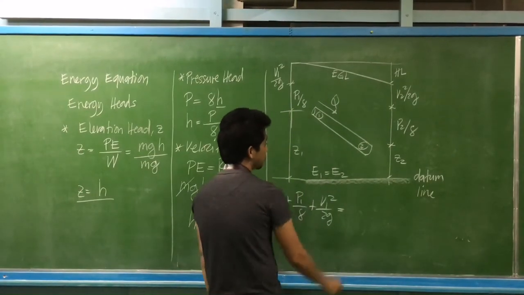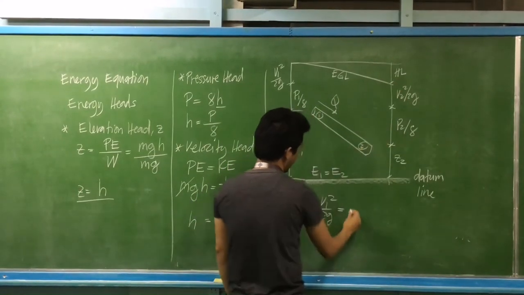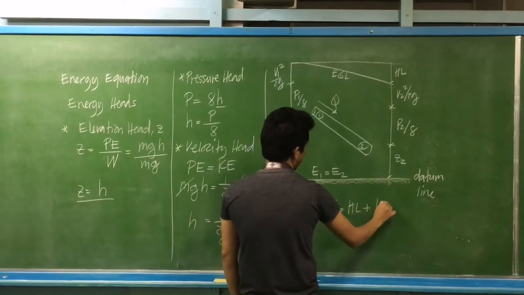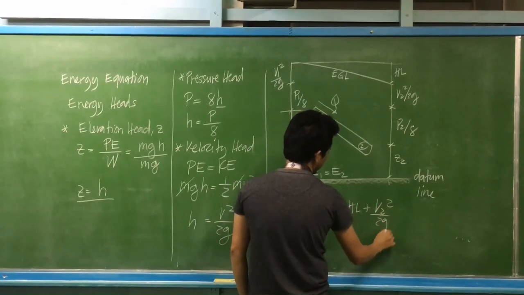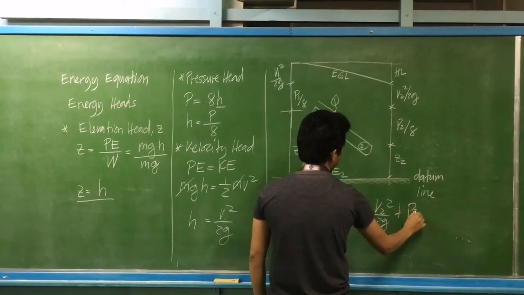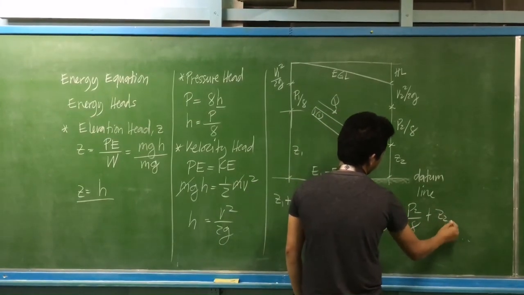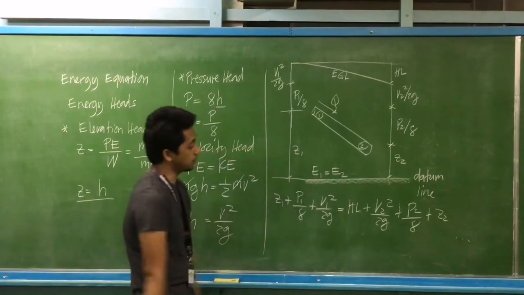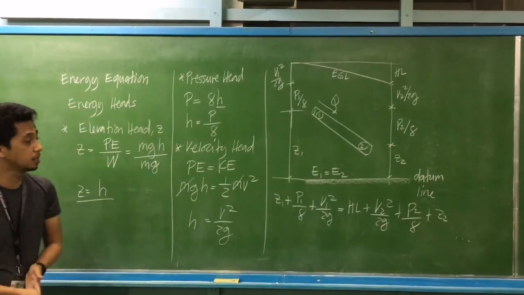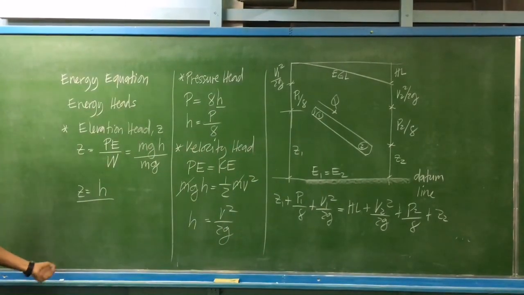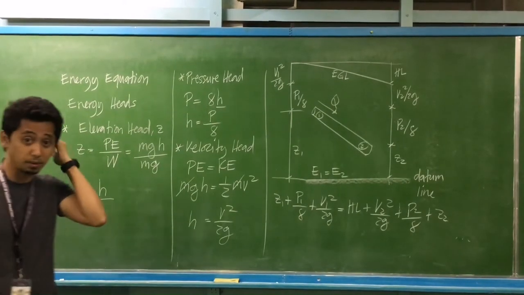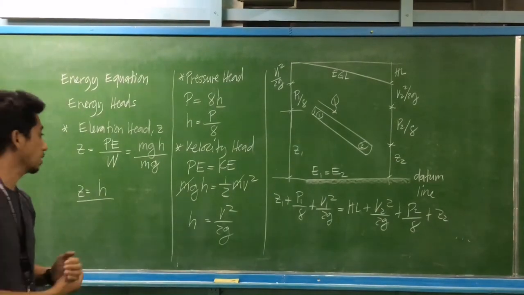So we have, starting with the head loss, plus the velocity head at point 2, plus the pressure head at point 2, then lastly the elevation of point 2. So this is for the case that we don't have a pump or a turbine. So that will be the equivalent of the energy equation for that pipe situation. So let's have an example.